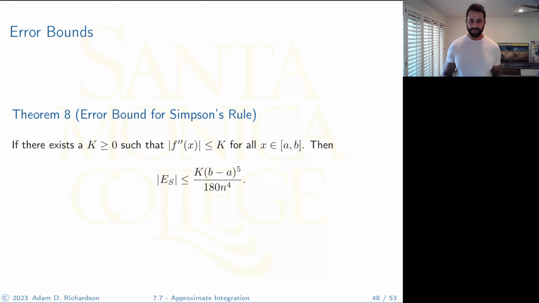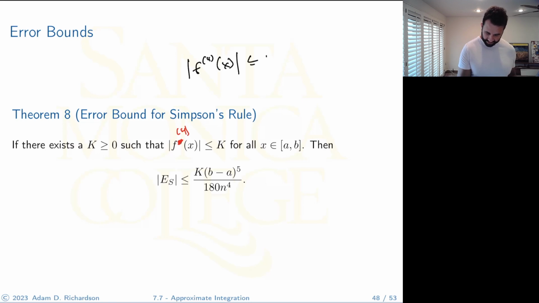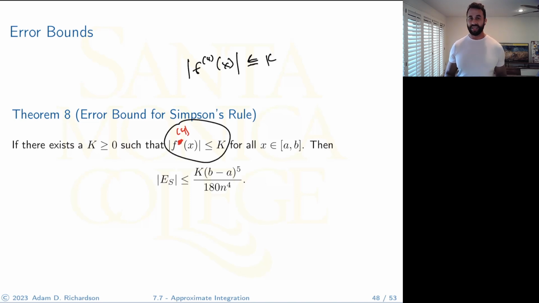All right, I'm back. Yes, there is an error in this slide, so I apologize. I'm going to fix it right now, and then I'll fix it later in the slides. This should be a 4. So what we need is the fourth derivative of f to be less than or equal to k. So I do apologize for that. That should say the fourth derivative, not the second derivative.